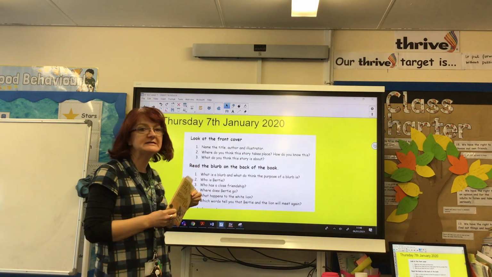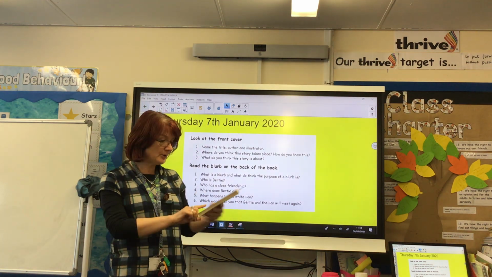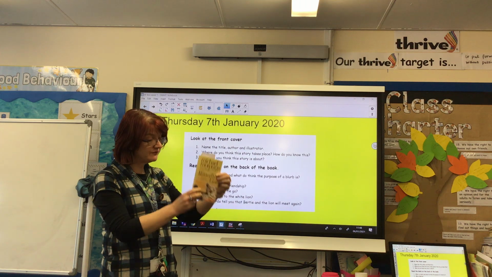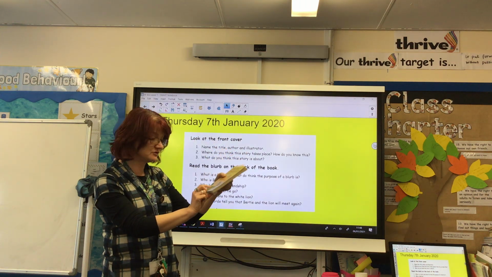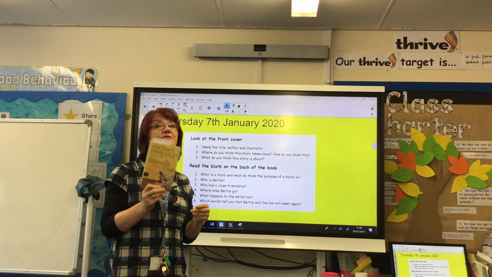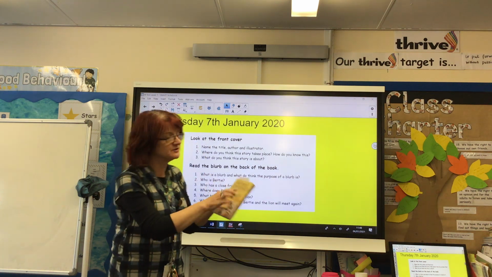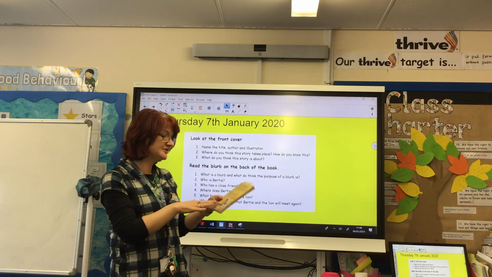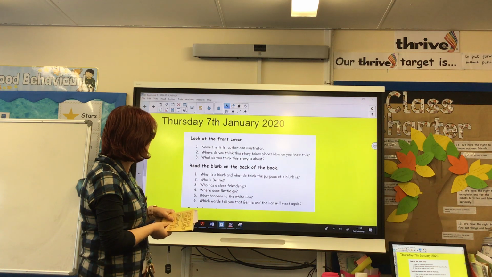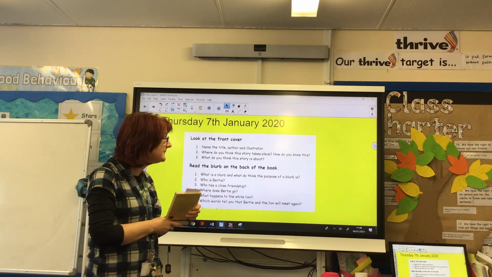What do you think this story is about? Well, again, I'm hoping you're looking at the picture here. You've looked at the title, you've also looked at the picture on the front. You think it's going to be about some sort of lion. I think we're not sure what this butterfly bit means at the beginning, but as long as you've said it's about a lion.